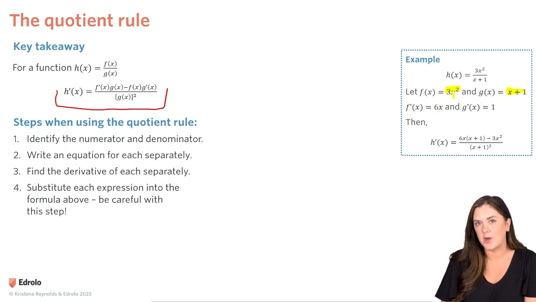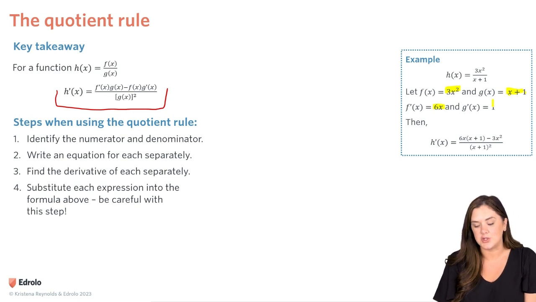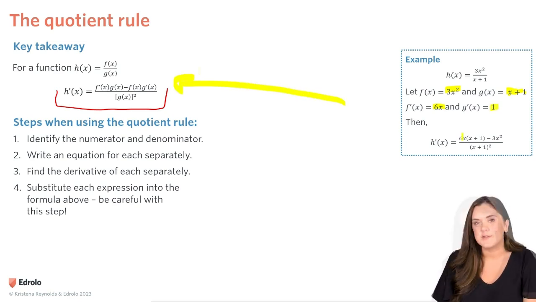So our 3x squared, when we differentiate that, we get 6x. And when we differentiate x plus 1, we just get 1. And now we're going to put all of that information into the nice little formula that we have over here on the left. So the derivative of f goes first, multiplied by just our g. And then we take away the derivative of g multiplied by just our normal f. And then we divide all of that by g all squared.